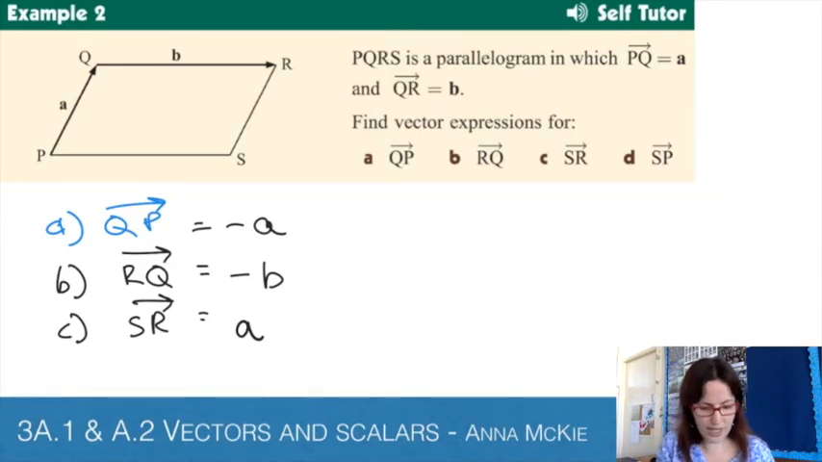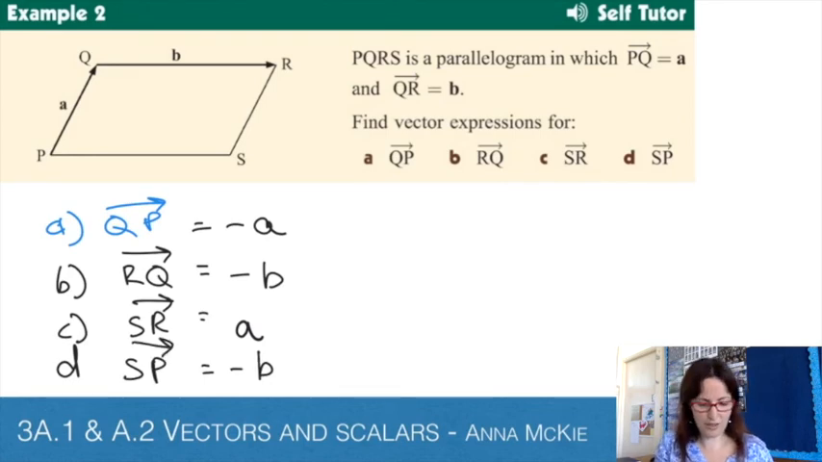And then the last one here, what have we got? SP, so that's going across there. Is there another vector that could be superimposed, if you like, that could be equal? Well, something to do with B, but it's not B, it would be negative B. So just finishing that off there.